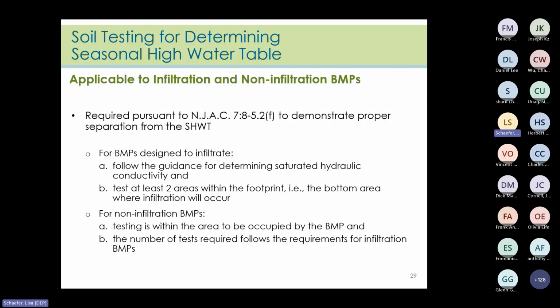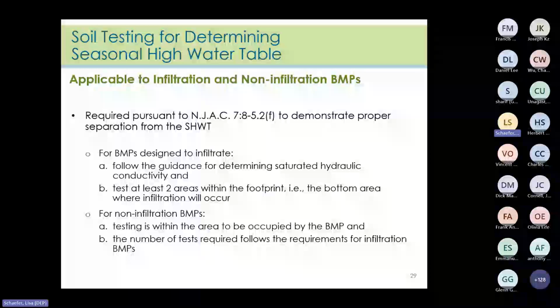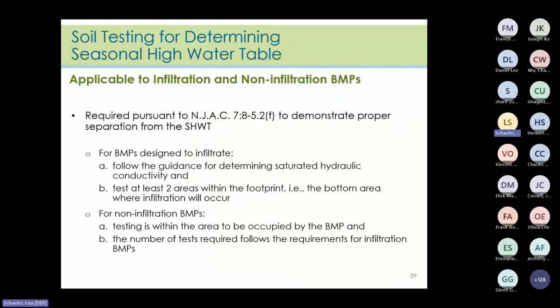Okay, so for BMPs that are designed to infiltrate, you're going to follow the guidance for determining the saturated hydraulic conductivity, and you're going to make sure that you test at least 2 areas within the footprint, meaning the bottom area where the infiltration will actually take place. Now, for non-infiltration BMPs, you're going to test within the area to be occupied by the BMP, and then follow the number of tests required, like those for infiltration BMPs, based on area and so forth, okay?